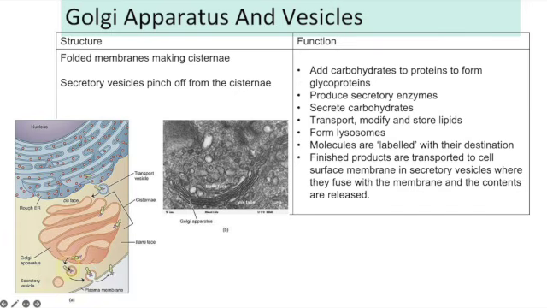You also have the production of secretory enzymes. Carbohydrates are secreted. We have the transport, modification and storage of lipids. We get lysosomes forming. Molecules are labelled with their destination. And then finally, the finished products are transported to the cell surface membrane, which we can see here, in those secretory vesicles where they fuse with the membrane and the contents are released.